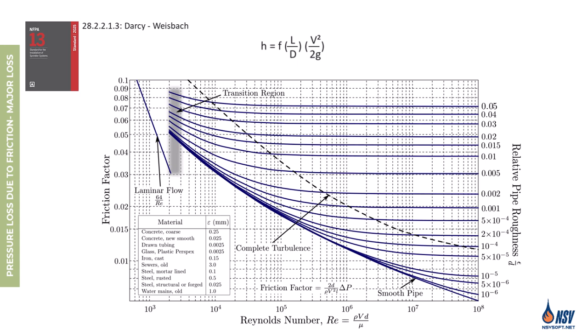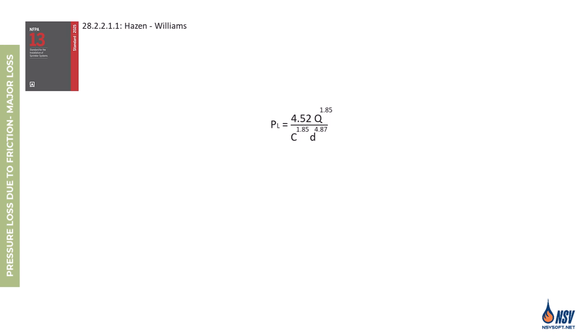NFPA 13 specifically mandates the use of the Darcy-Weisbach method for antifreeze systems exceeding 40 gallons in volume. We'll take a closer look at this formula and how it works in another video. The other formula is the Hazen-Williams equation. This method is simpler than Darcy-Weisbach and uses just three key parameters to calculate pressure loss per foot of pipe: the flow rate, the C factor, and the internal diameter of the pipe.